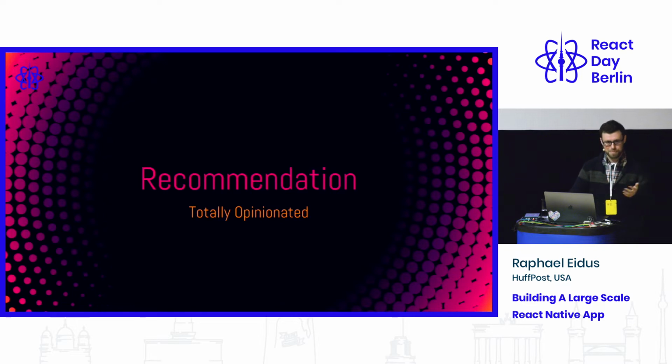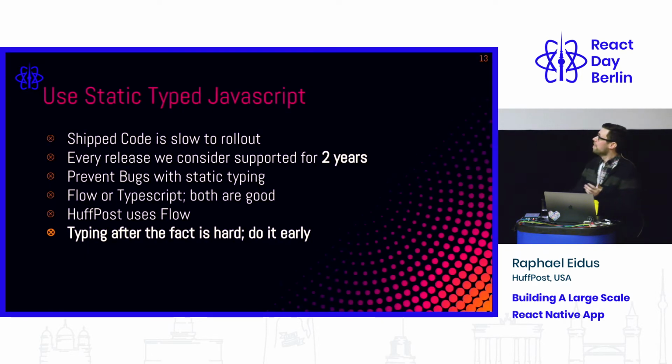So here are some opinionated recommendations. Use statically typed JavaScript. Shipped code is really slow to roll out. On iOS, the App Store has a review process that's between 2 and 5 days before you can get it available to users. On Google Play, it's between 3 and 6 hours, and that's just the time to get it available in the App Store.